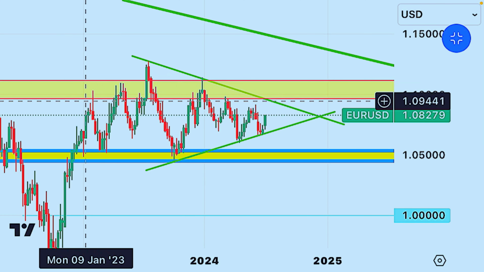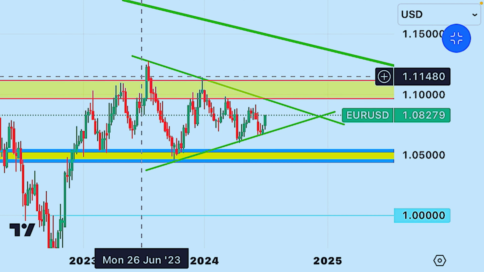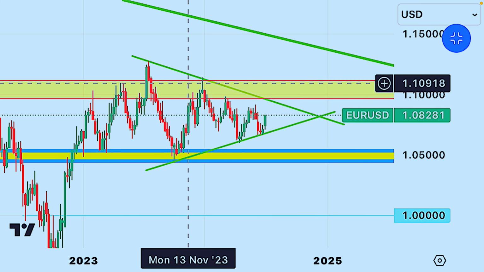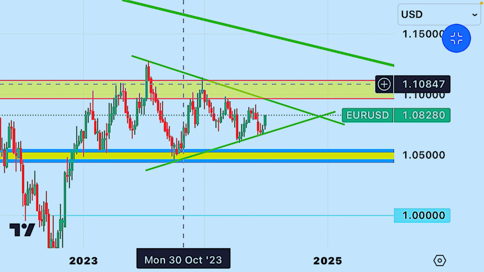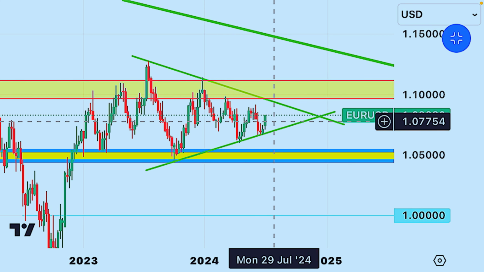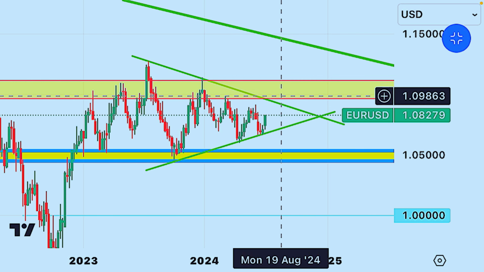This is a left shoulder, another left shoulder. This is the head. Okay, there's also another right shoulder here, right shoulder, right shoulder. This market may also form another right shoulder.